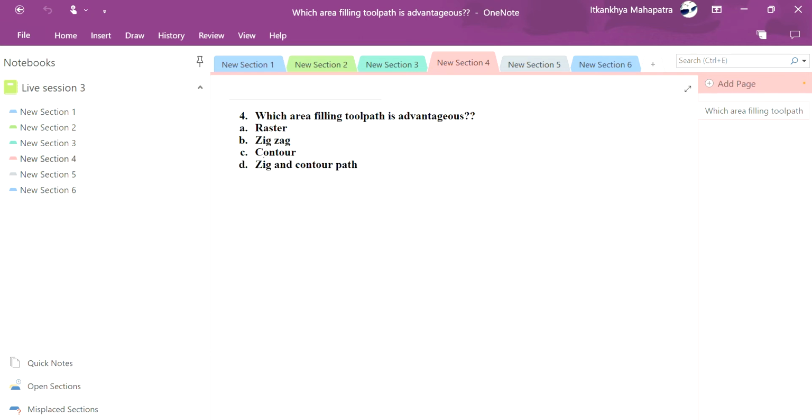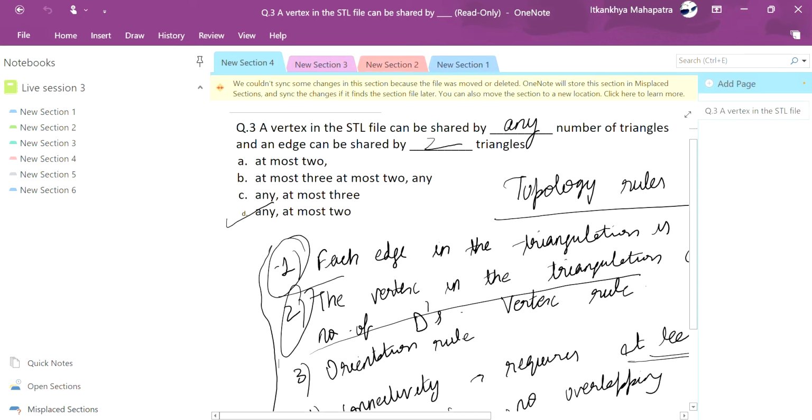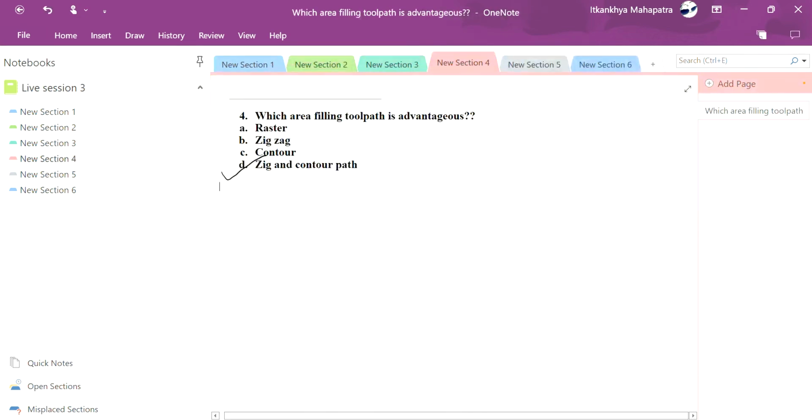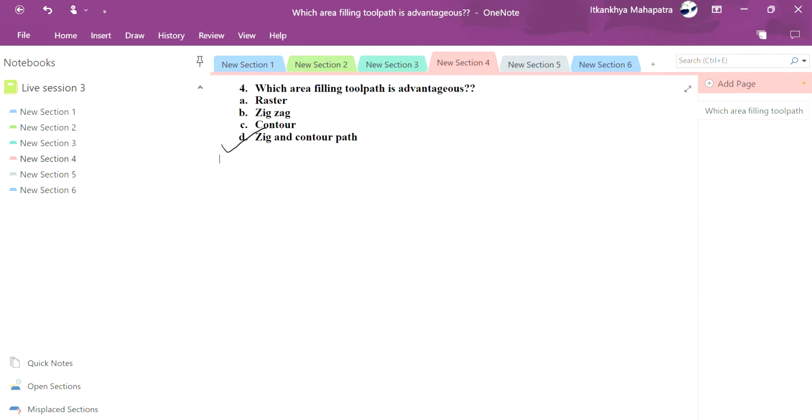Okay, I'll proceed with the explanation part. We'll understand the area filling tool path. I'll start by explaining what raster is. Yes, B is the correct answer. Now, this time we do not have many numericals, so we'll be sticking with theory. Okay, so let's start with raster.